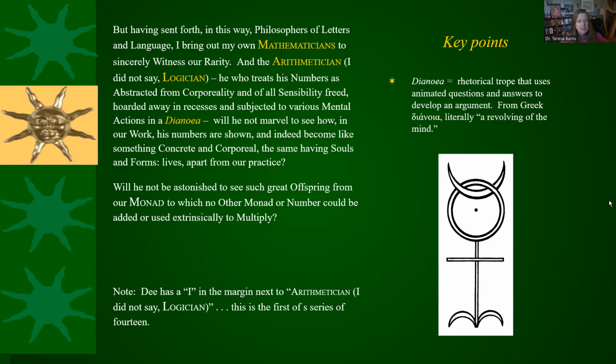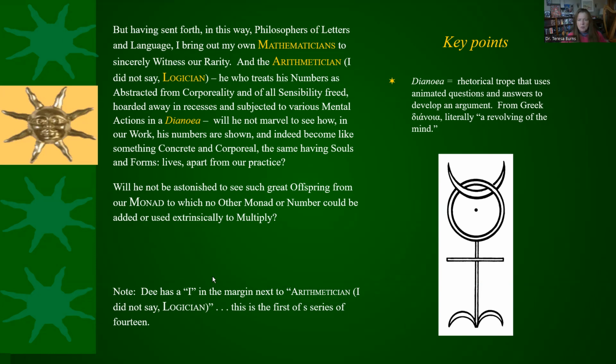So he continues and says, this mathematician, will he not be astonished to see such great offspring from our monad, to which no other monad or number could be added or used extrinsically to multiply? Now, why does he say other monad or number? Isn't the monad one? No, it's not. And so let me go through this quickly.